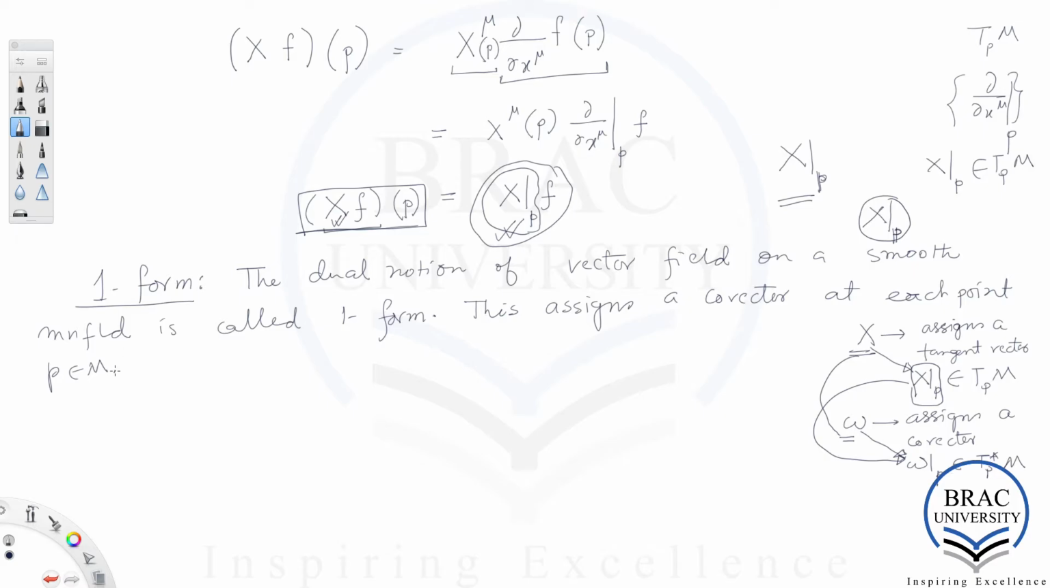Now given a smooth function, say we are given a real valued smooth function on M. By real valued I mean that f is a function from M to R.